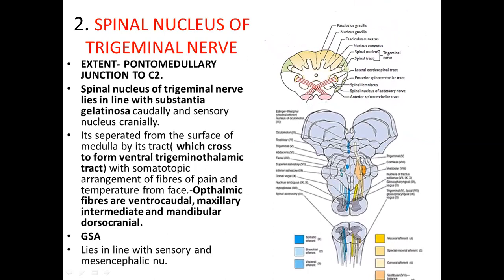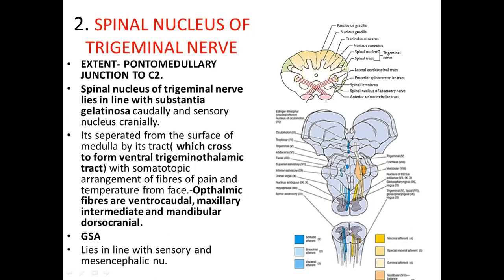And there is a somatotopic arrangement of fibers, and since it belongs to general somatic afferent, it is carrying the pain and temperature from the face. So the ophthalmic fibers are ventrocaudal, then intermediate are the maxillary fibers, and the mandibular fibers are the dorsocranial. The most dorsally and cranially will be the mandibular fibers.